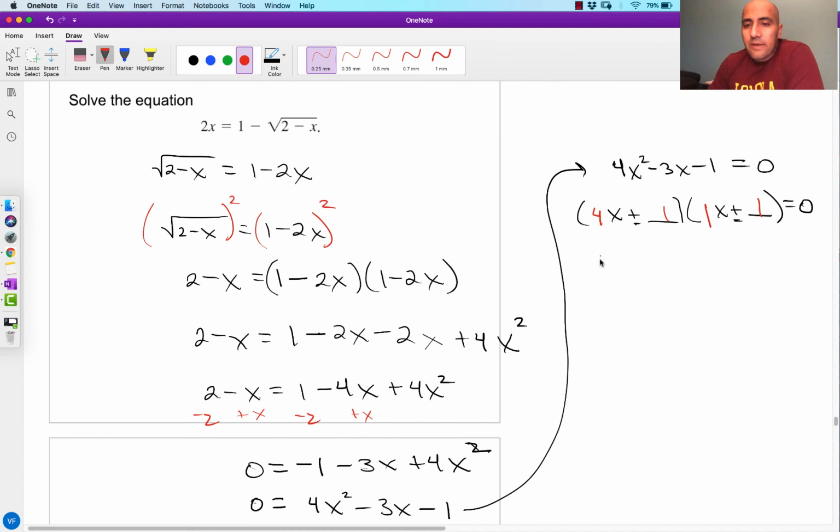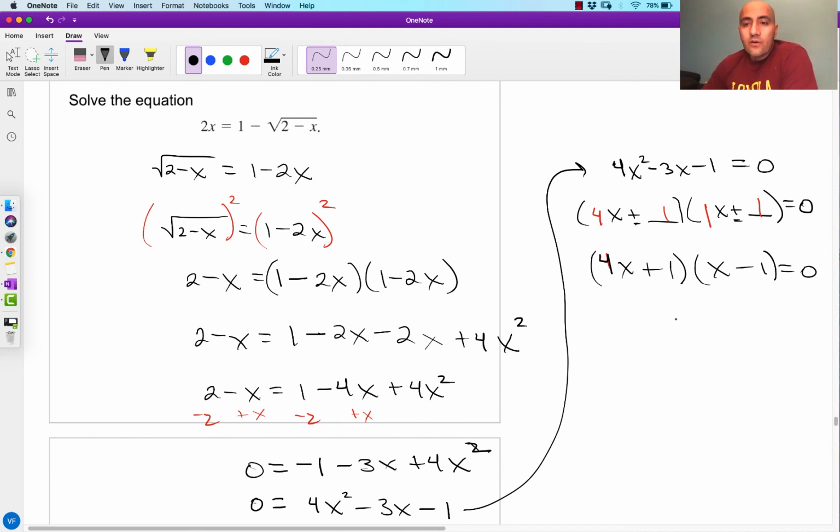So again, just by guessing and checking different things, I think the one that will work is going to be 4x plus 1 and then x minus 1. It's just a guess, so let's check it. That'll be 4x squared minus 4x plus x. That'll give me minus 3x and then minus 1. Good. So guessing and checking worked, because the numbers are so easy.